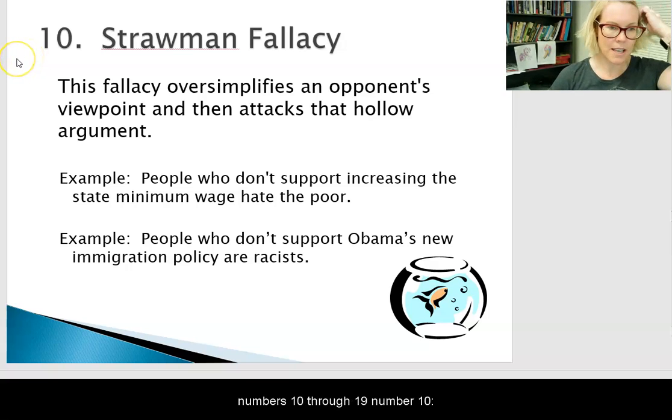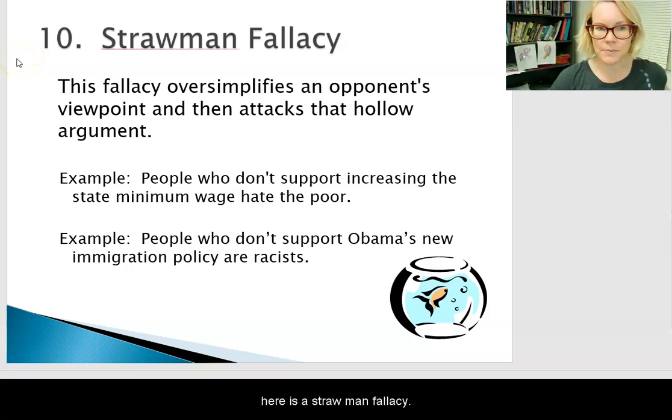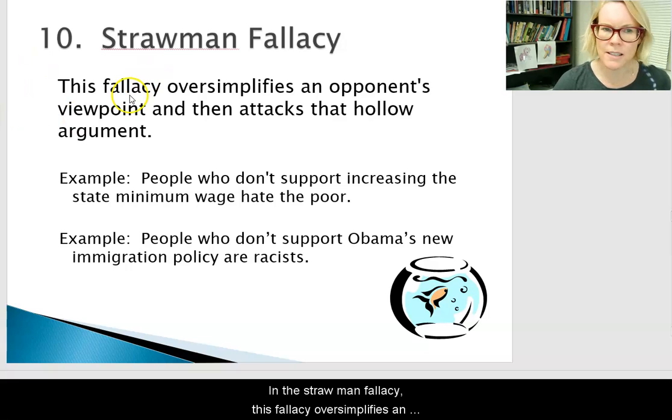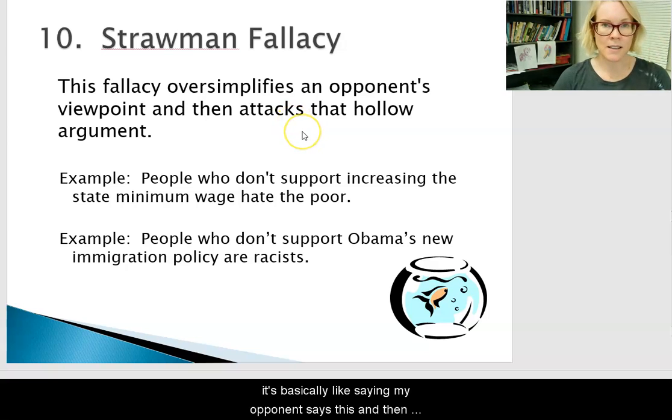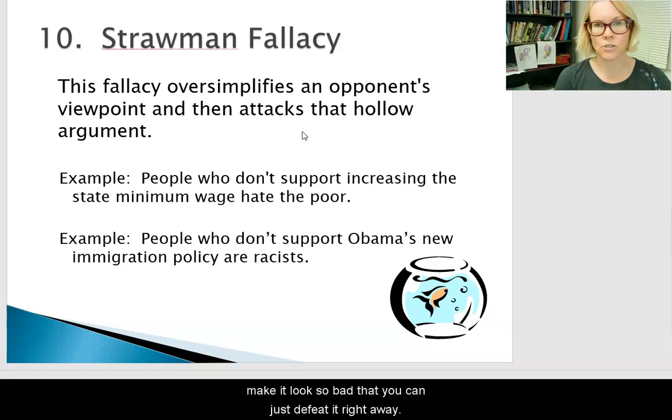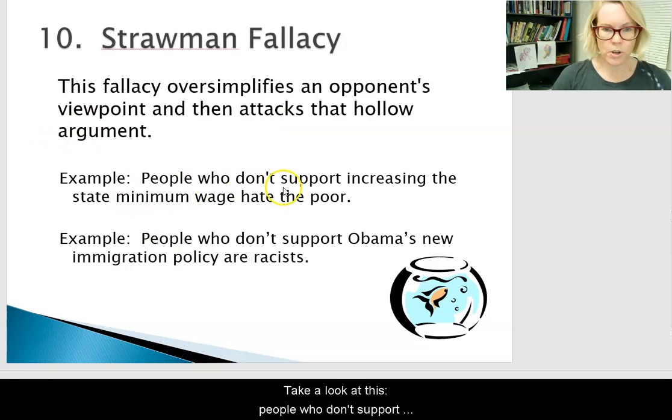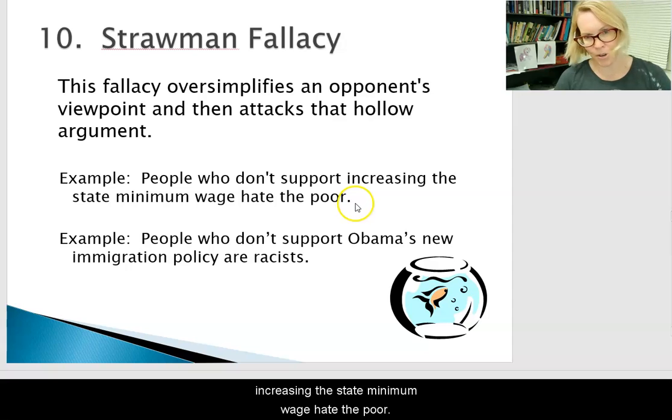Alright, number 10 here is a straw man fallacy. In a straw man fallacy, this fallacy oversimplifies an opponent's viewpoint and then attacks that hollow argument. So it's basically like saying, my opponent says this, and then mischaracterizing what your opponent says in order to make it look so bad that you can just defeat it right away. Take a look at this. People who don't support increasing the state minimum wage hate the poor.